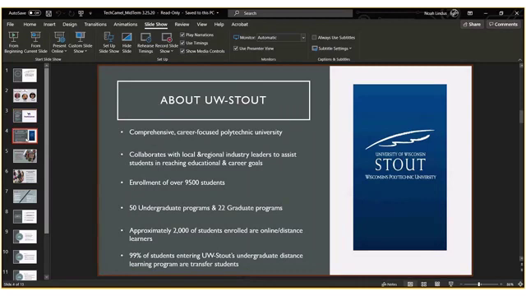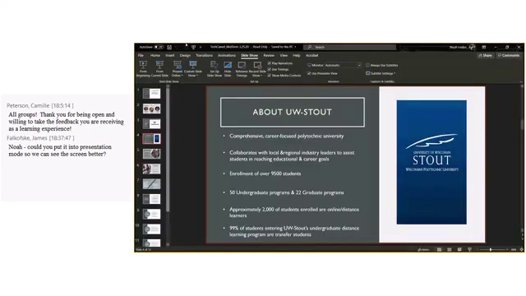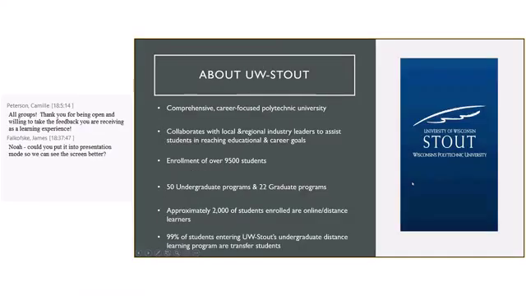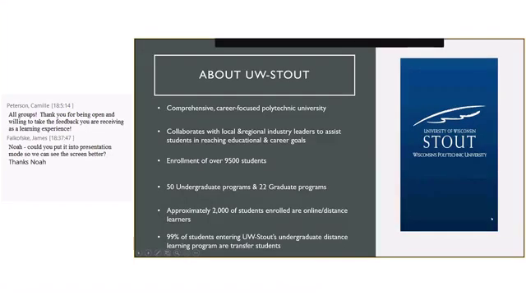So about our client, UW-Stout, as mentioned in a few other presentations as well, it is a comprehensive, career-focused polytechnic university. It collaborates with local and regional industry leaders to assist students in reaching their career goals and educational goals. Enrollment is over 9,500 students, with 50 undergraduate programs and 22 graduate programs, and approximately 2,000 students are enrolled as online distance learners. 99% of students entering UW-Stout's undergraduate distance learning program are transfer students.